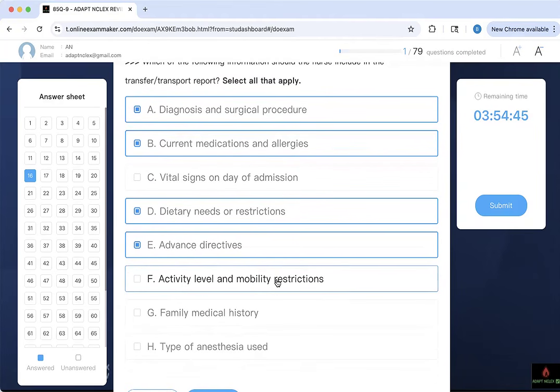Restriction. Do they have a fracture? Do they need crutches? Mobility level. Family medical history is irrelevant at this point when you're transferring a patient. It's not going to provide any information to whoever is receiving them. And the type of anesthesia, I don't care whether they were intubated or they got spinal anesthesia. It's been 48 hours. I don't need to know.